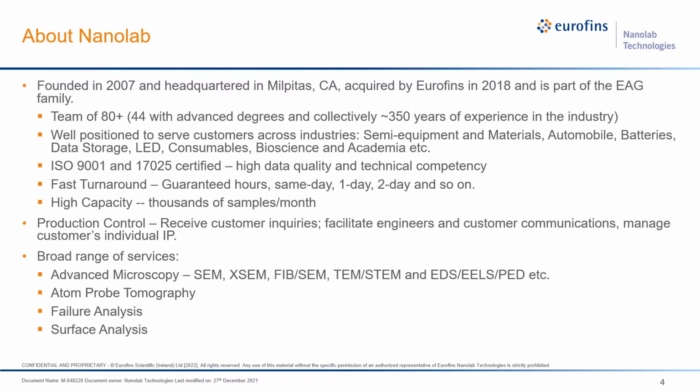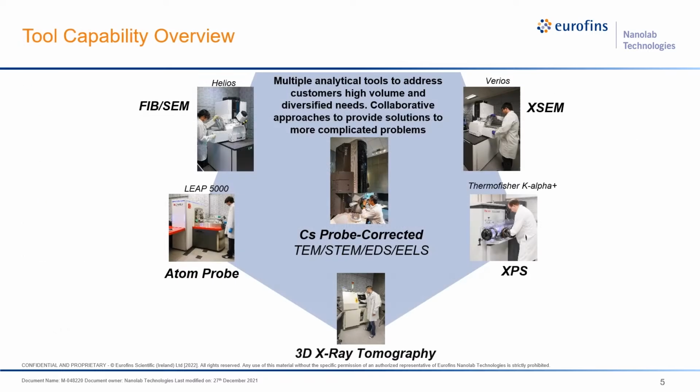Now, to run the lab with such a large volume, logistics become really important, and we have a very strong support team, the production control team, who ensures that our customers are always taken care of and our lab operations run very smoothly. Nanolab offers many advanced characterization tools, some of which are highlighted here, such as FIB-SEM, XSEM, X-ray photoelectron spectroscopy, 3D X-ray tomography, as well as atom probe tomography, aberration-corrected TEM, and STEM EDX and STEM EELS.